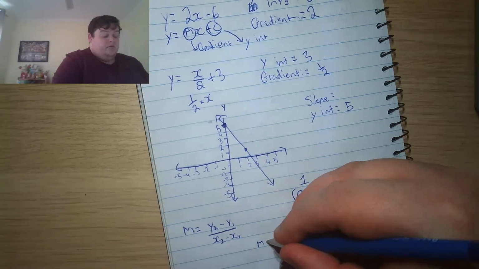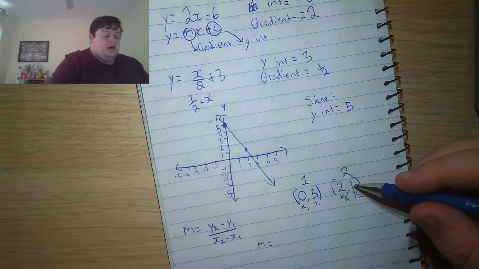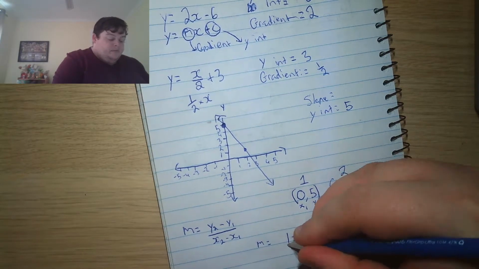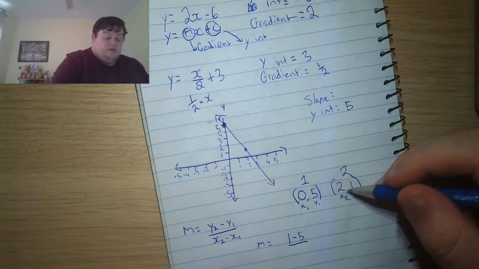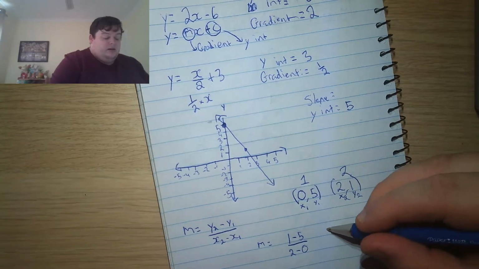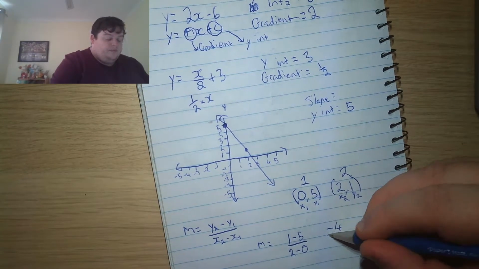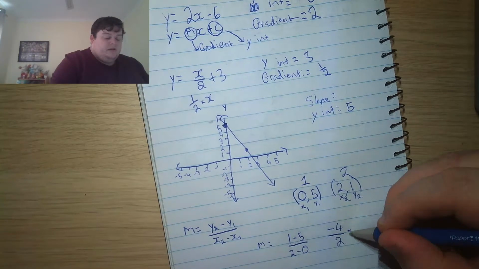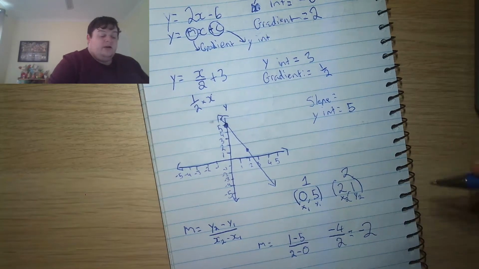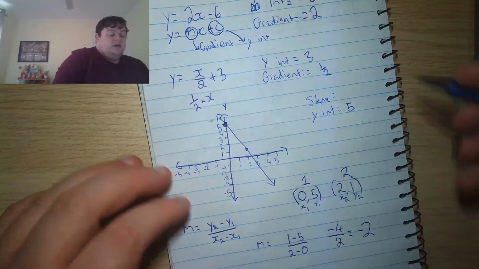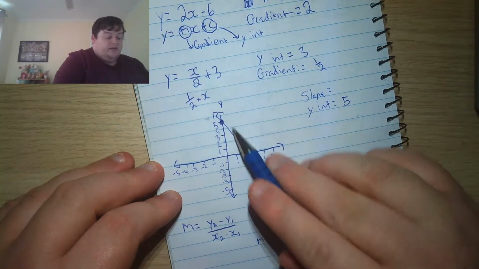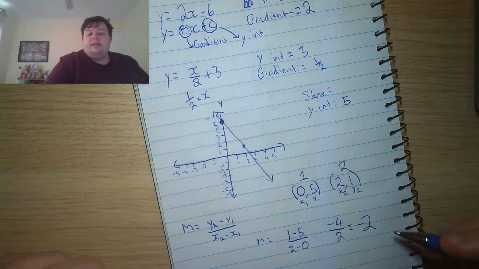So m equals y2 minus y1. So that's 1 minus 5 divided by x2 minus 0, which is 2 minus 0. That gives me negative 4 divided by 2. What's 4 divided by 2? It's 2, and there's a negative. So that means my gradient is negative 2, meaning that for every one it goes across, it goes down 2. That's basically what that slope means.